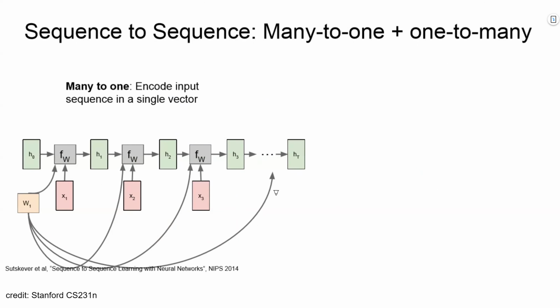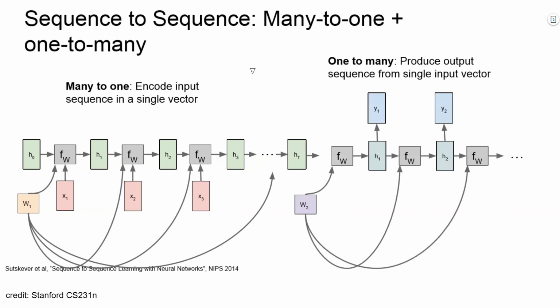And you can combine the RNN architectures. We saw one-to-many, one-to-one, many-to-one, many-to-many. And you can combine many-to-one and one-to-many in this way. The many-to-one part encodes the input sequence in a single vector. And using this encoded vector, you can produce the output sequence. And when do we need this kind of architecture? That is for translation.